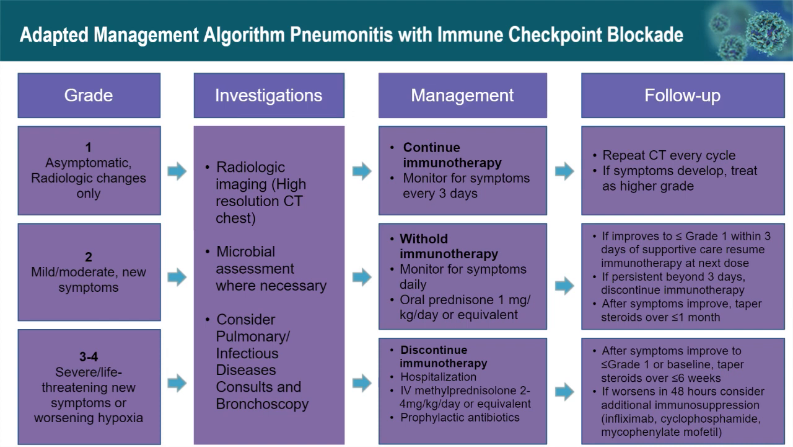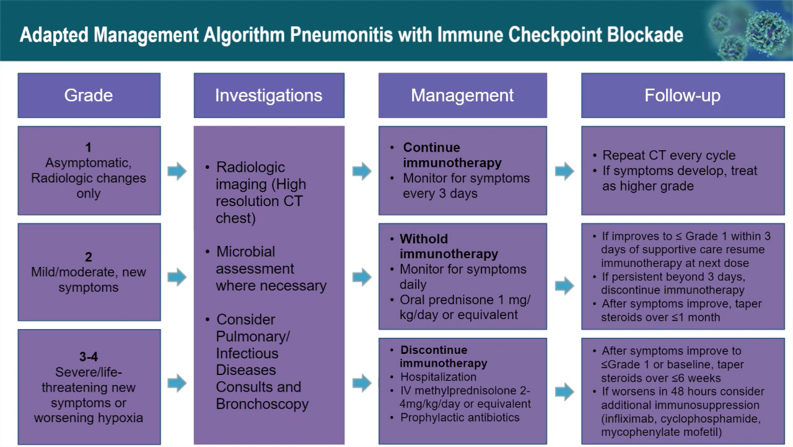This is one of the first algorithms that was developed, but subsequently there are published algorithms across a number of oncologic societies, such as the National Comprehensive Cancer Network, the American Society of Clinical Oncology, the European Society of Clinical Oncology, and the Society for Immunotherapy of Cancer. In this particular algorithm, we see that patients with grade 1 pneumonitis are asymptomatic and may demonstrate radiographic changes consistent with pneumonitis only. In these patients, chest CT scan is appropriate.